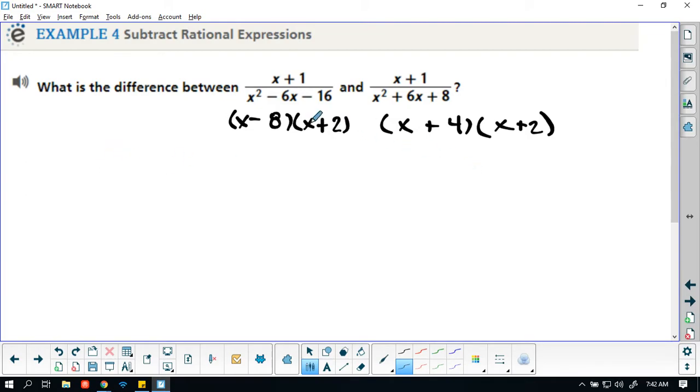All right, so a factor that both of these have in common is the x plus 2, and then the factors they don't have in common are x minus 8 and x plus 4. Now this is my least common multiple.